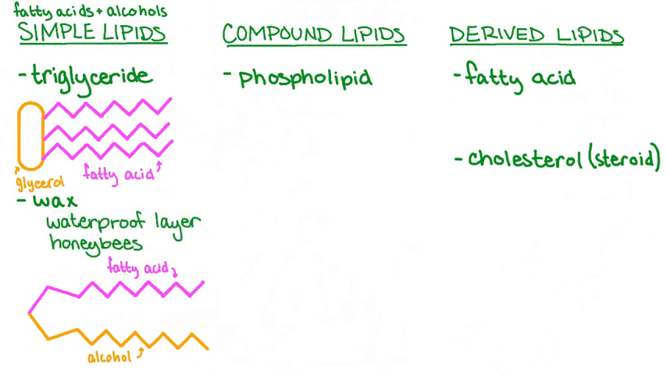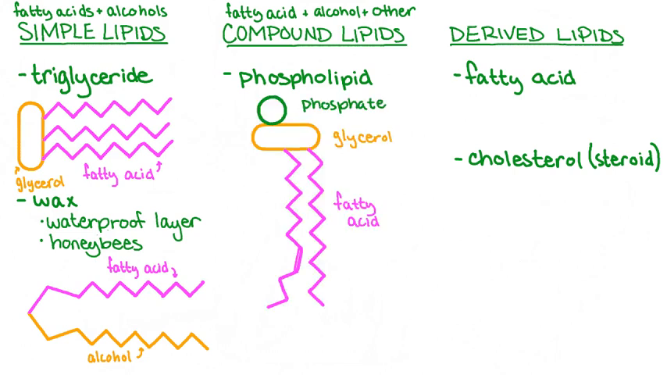They form the waterproof outer layer known as the cuticle on most leaves, and they're also made by some animals, such as honeybees. Compound lipids yield fatty acids, alcohols, and at least one other molecule when hydrolyzed. When you break apart a phospholipid by hydrolysis, you'll get a phosphate group, a glycerol molecule, and fatty acids.